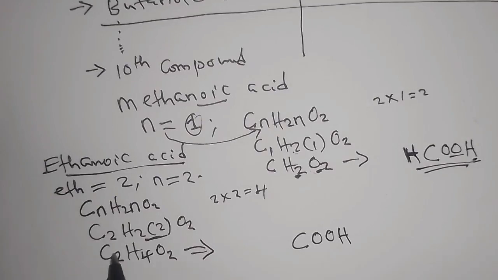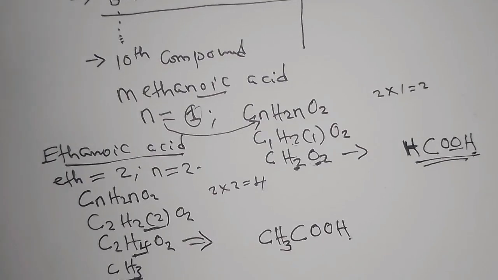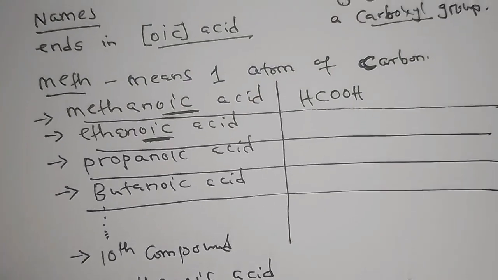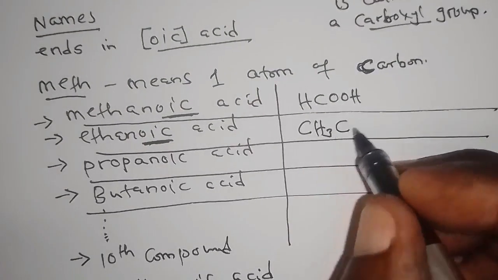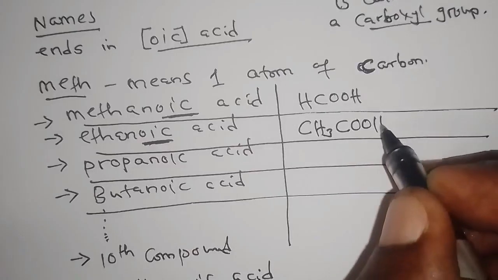You know that from these 2 carbons, I've removed 1, so I remain with 1 here. And from these 2 hydrogens, I removed 1 hydrogen, so I'll remain with 3. So just get this and add it before this one. Okay, so that's the formula for ethanoic acid. So we include it into the table. It is CH3COOH.